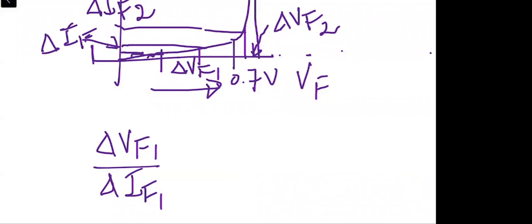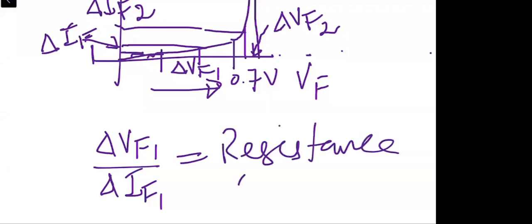So what is this quantity VF by IF? Anybody? Resistance, sir. Okay. Yes, this is the resistance of the diode. We can say this is the resistance of the diode which is being offered before the barrier potential, right?